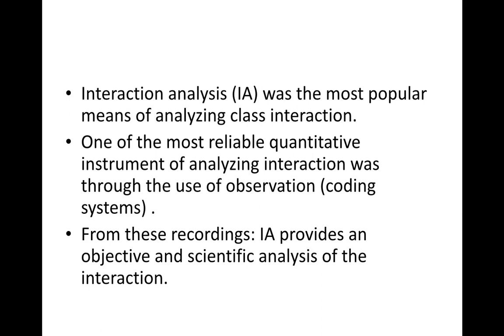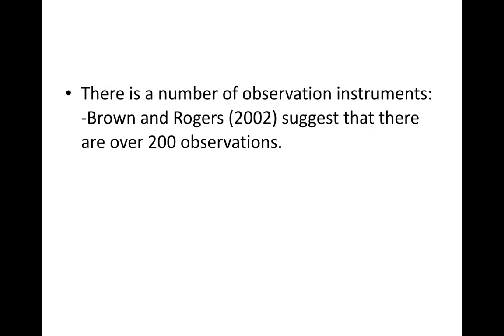It is one of the most reliable quantitative instruments of analyzing interaction, through observation, a coding system. So whenever we want to consider classroom interaction, one of the basic means that we use is an observation instrument. Interaction analysis provides an objective and scientific analysis of the interaction. When you base your observation on recording, you tend to take everything that is taking place simultaneously during the lesson. So there are a number of observation instruments.